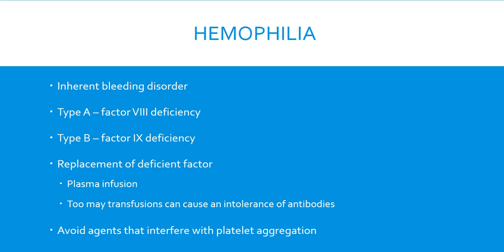With hemophilia, it's an inherited bleeding disorder. There's type A, which is a factor 8 deficiency, and type B, which is a factor 9 deficiency. Treatment is replacement of the deficient factor. So what you'll do is you'll infuse a lot of plasma and platelets. Too many transfusions can lead to intolerance of antibodies.